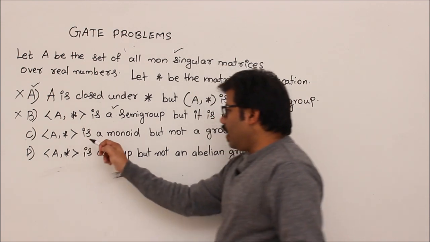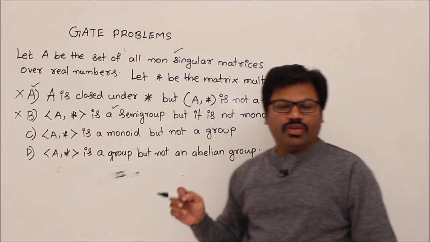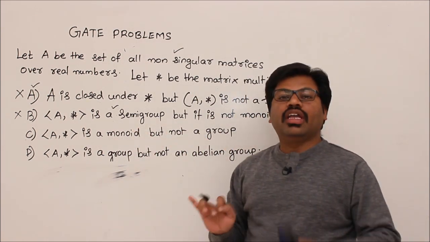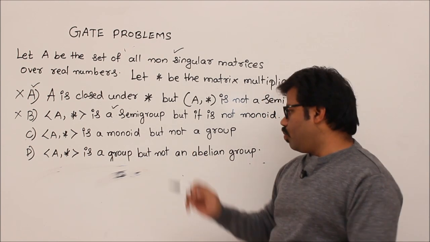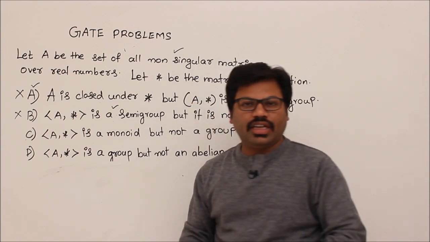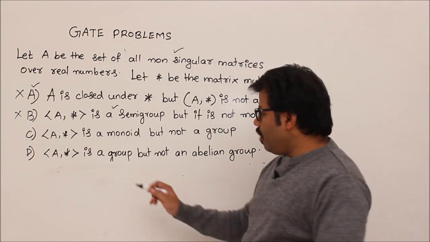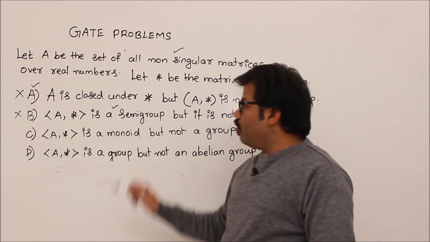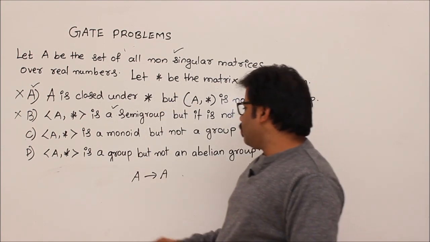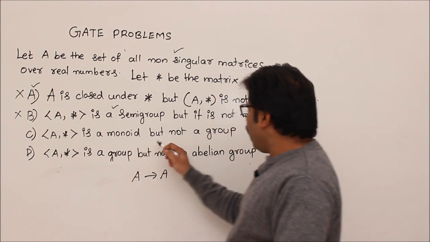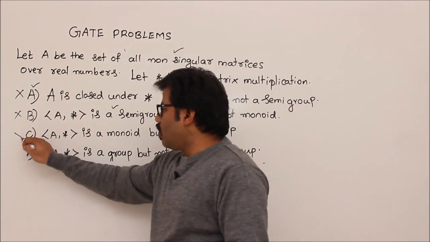Now we'll come to this. A star is a monoid but not a group. What is the difference between monoid and group? Inverse. Maybe some element doesn't have an inverse, then that cannot be a group. Now the problem is reduced to checking the inverse for every element. Okay. Now we know one thing. I already told you, every non-singular matrix will have an inverse. So obviously A star is a monoid and a group also. So option C is wrong.